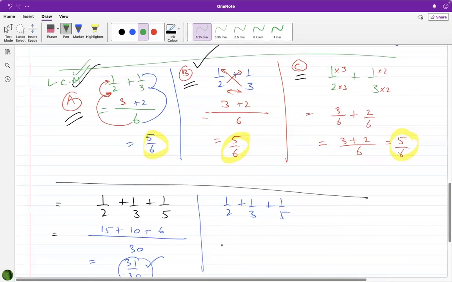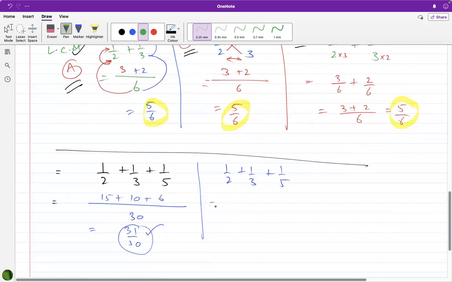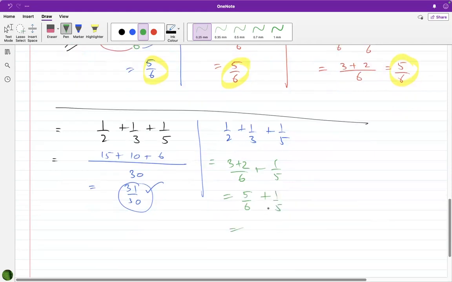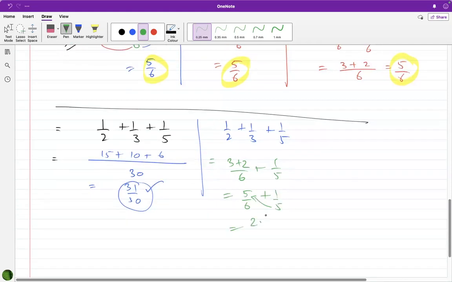Okay, if I do this with method B, this would be a little long. That is never incorrect, but a little long. It takes a little longer. So if we just cross multiply, this would be 3 plus 2 by 6, and we are leaving 1 by 5 for later. So this becomes 3 plus 2, that is 5 by 6 plus 1 by 5. And again, we cross multiply. 5 5 times is 25. 6 1 times is 6. And 6 5 times is 30. And this is 31 by 30. We do get the same answers.